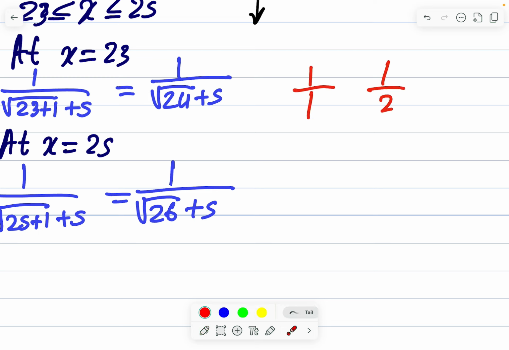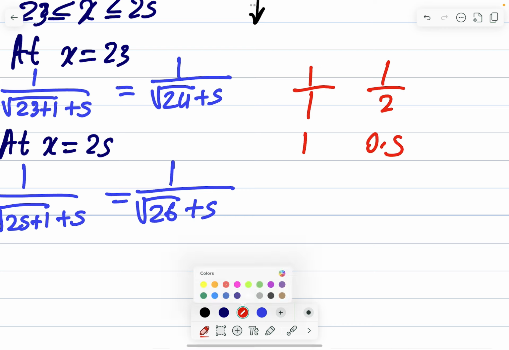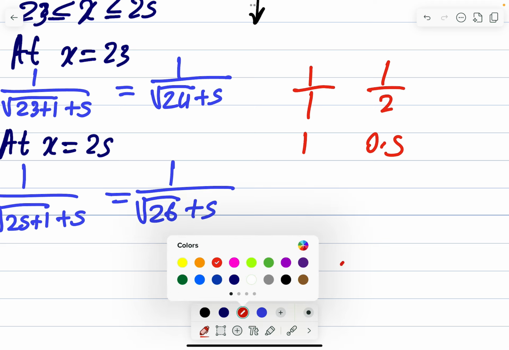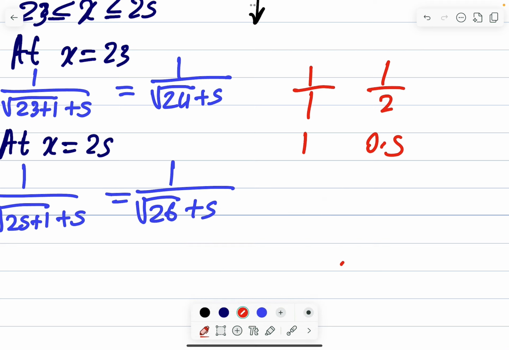If I have a bigger number in a denominator, and the same numbers in the numerator, it means the one with the bigger number in the denominator is small, and this one is big. Since this one equals 1, this one equals 0.5. Understand? So here also, this one is small, this one is big.